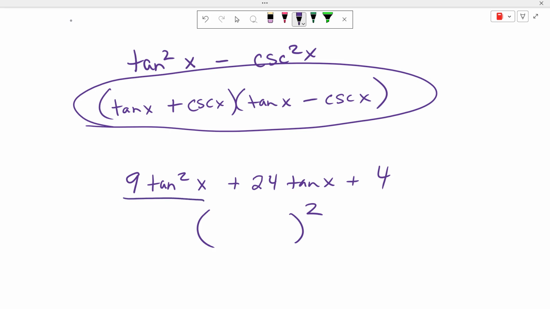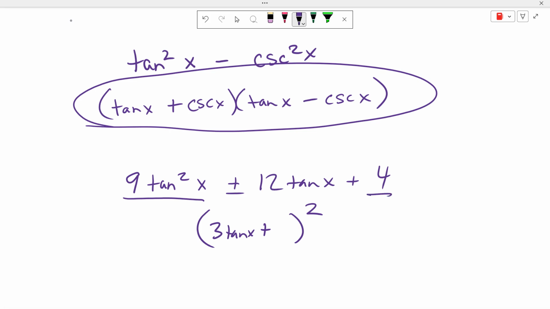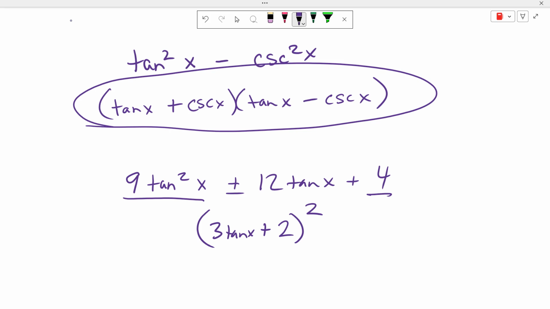How do we do perfect square trinomials? Well, it's the square root of this, which is 3 tangent of x, this sign, plus, and then the square root of that, which is 2, quantity squared. So a perfect square trinomial will have this with a square root and this with a square root. So you put one set of parentheses, quantity squared, and you just take the square root of this, keep the sign, and the square root of this. That's all you do.